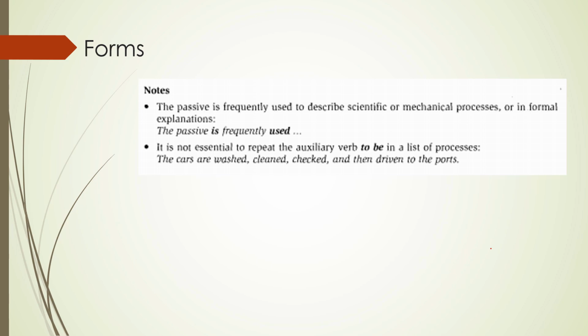And the second note, it is not essential to repeat the auxiliary verb, in this case to be, in a list of processes. The cars are washed, cleaned, checked, and then driven to the port. To be is placed before the first past participle. The complete one is: the cars are washed, are cleaned, are checked, and then are driven to the port.